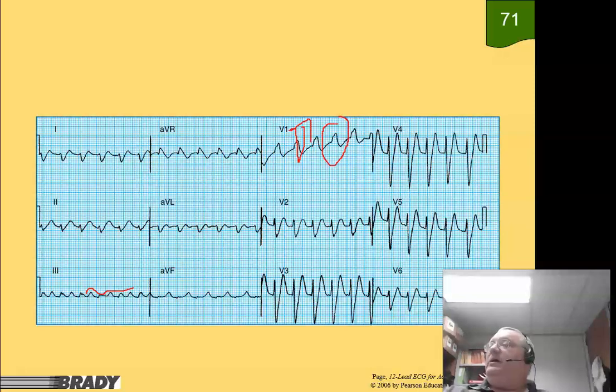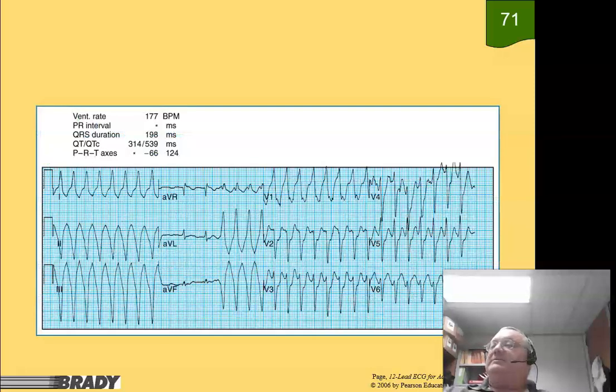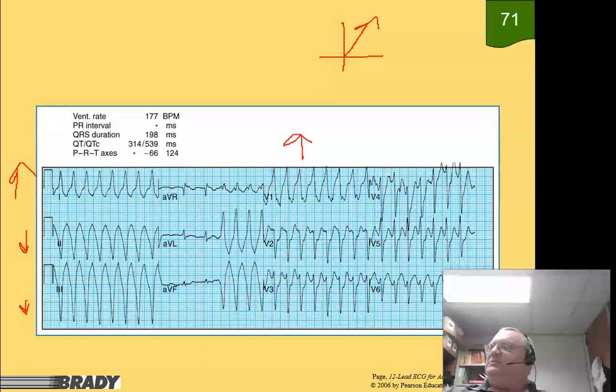How about this guy right here? Upright V1, so up, down, up. Again, I'm going to look at the axis. The axis is actually minus 66, so that's kind of like over here. Oops, not really good there. All right, but look at V6 at that point. V6 is down. Oops, guess what? Bad news bears here, okay?